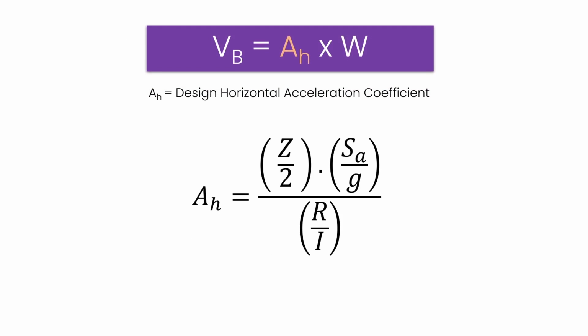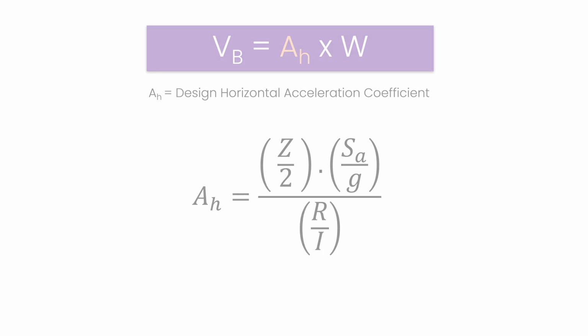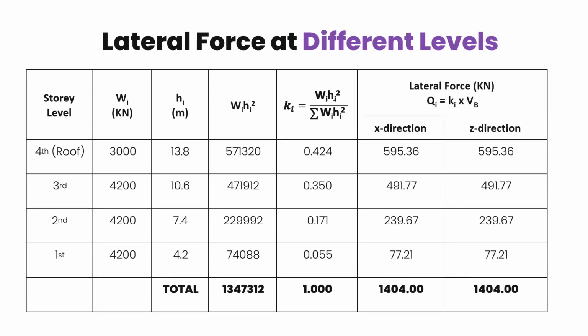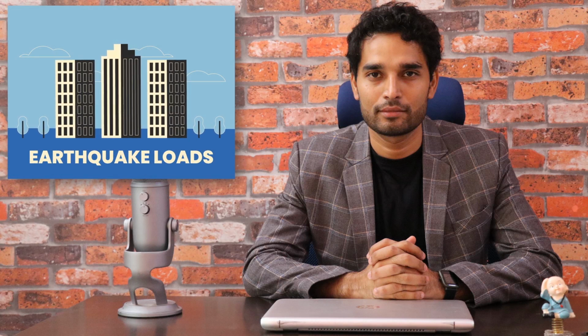We'll be talking about the AH, which is the design horizontal acceleration coefficient, quite a mouthful. And we'll be calculating the seismic weight of the building. Using all this, we'll be calculating lateral forces at different levels of our building. This is going to be an exciting video, a lengthy video, but an exciting video nonetheless. If you have ever had any confusions with respect to earthquake loads, this video will solve it for you, and I'm very confident of that. So without further ado, let's jump into the actual video.